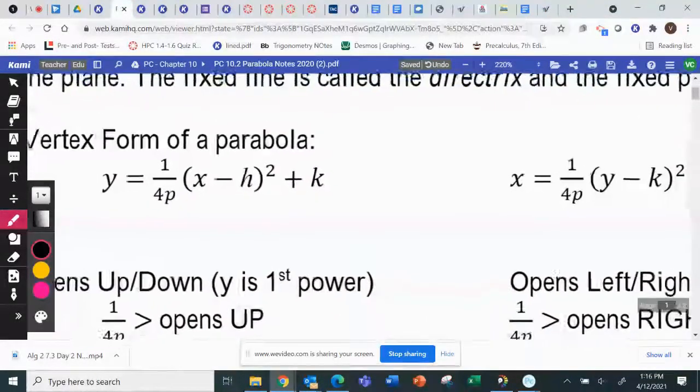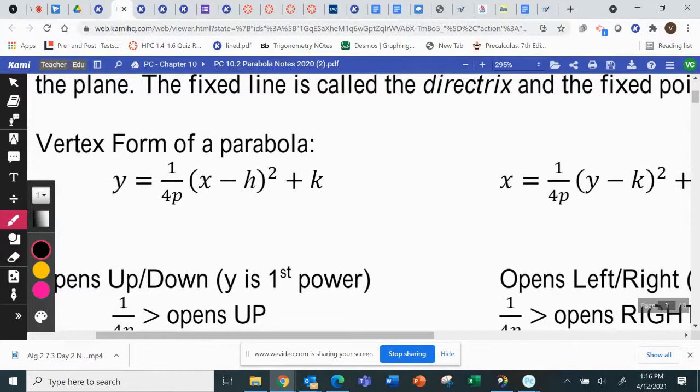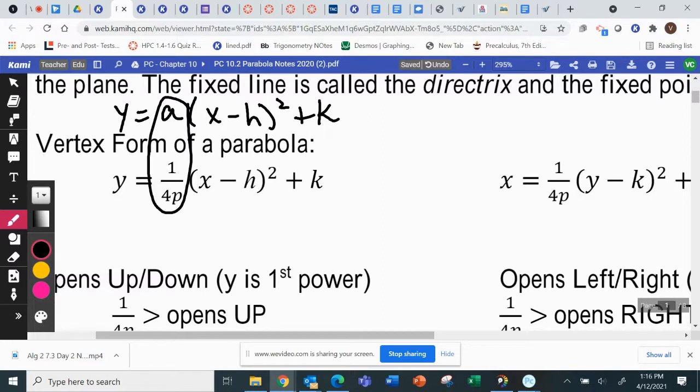So here's the vertex form of a parabola, and there's two different versions of this. There's y equals, the one that we're used to doing, the ones that open up or down. When we did vertex form, it said y equals a times x minus h squared plus k. That's what we're used to. Now we've taken a and broken it down a little bit. A is now equivalent to 1 over 4p, because I'm going to need that p value when I go down further in the notes. So we're going to need to know that p value.